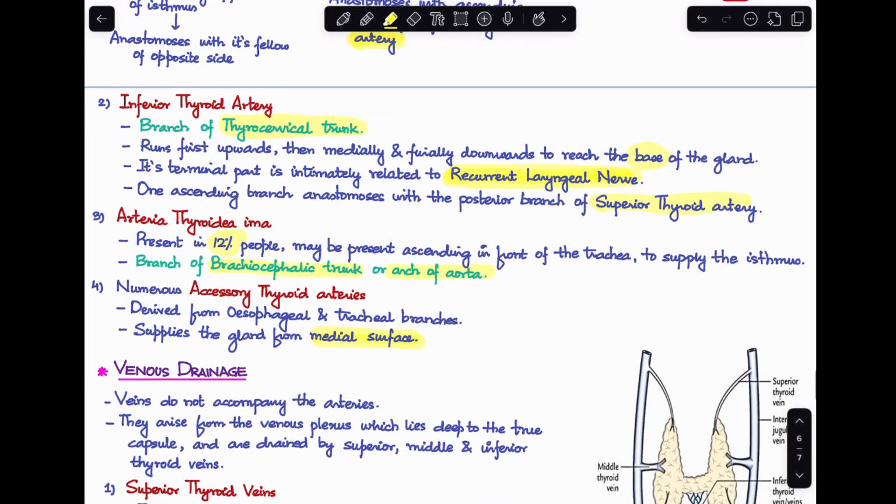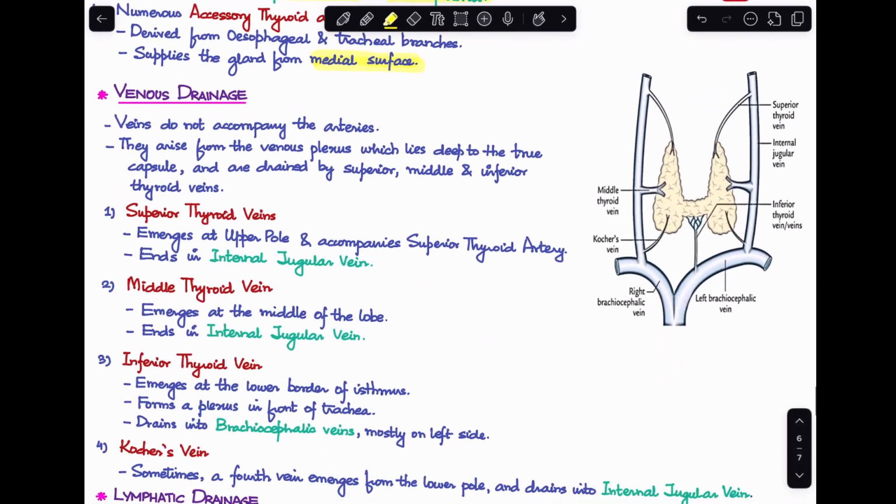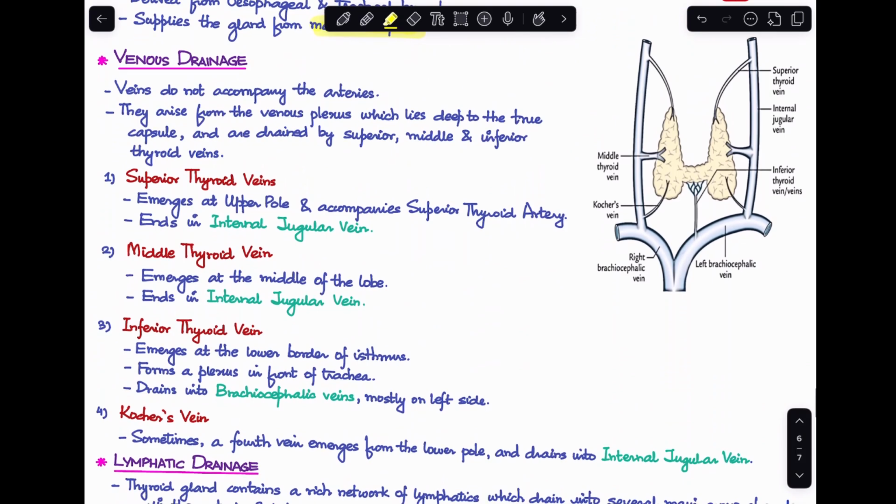Next, let's discuss the venous drainage of the thyroid gland. Now, the veins usually don't accompany the arteries in this case. These veins start arising from the venous plexus. Now, do you remember where the venous plexus lies? The venous plexus lies deep to the capsule of the thyroid gland. So, this venous plexus gives rise to all the veins, and they get drained by the superior, middle, and the inferior thyroid veins. Now, if you see in the image over here, first one is the superior thyroid vein.